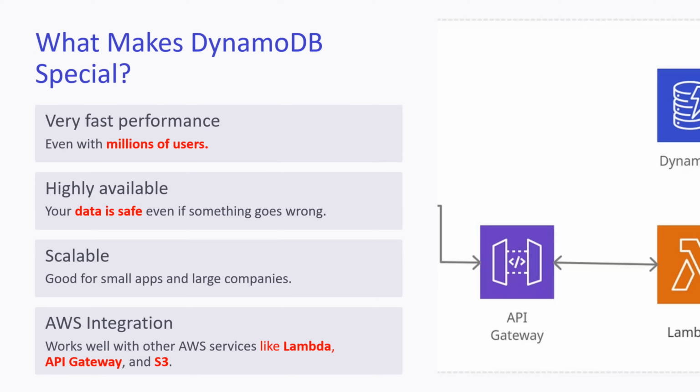What makes DynamoDB special? First point is very fast performance, even with millions of users. Second point is highly available. Your data is safe even if something goes wrong. Third point is scalable, good for small apps and large companies. Fourth point is AWS integration, works well with other AWS services like Lambda, API Gateway, and S3.